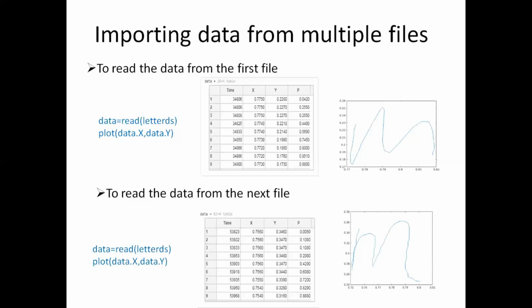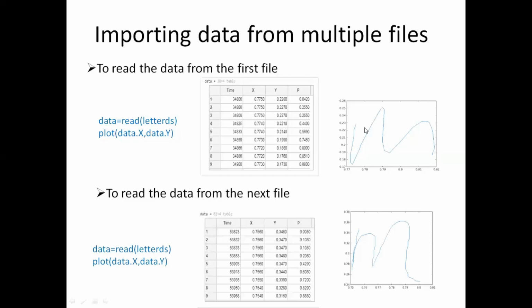Now, this is the data from the first file. If you have to read the data from the next file, we will use the same read command again. So when I say data equal to read letter ds for the second time, MATLAB will load the contents from the second file that we have imported. You can see the difference here. When you use it for the second time, the data that gets loaded is an 81 cross 4 table. So this data has 81 rows and 4 columns, and we can also see the plot of the x position versus y position.